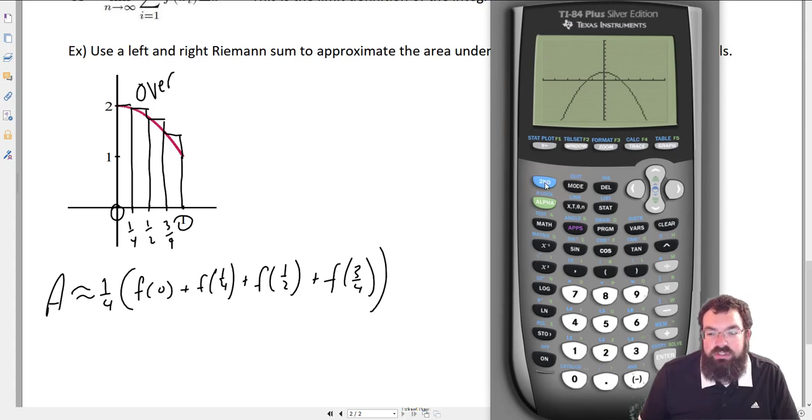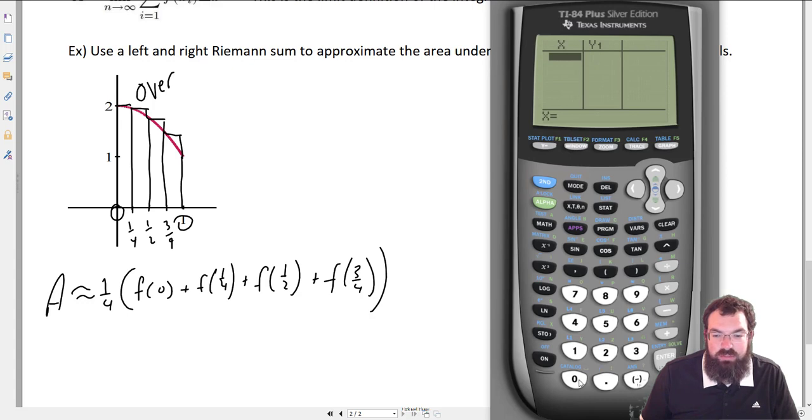And so what I want to do is, instead of going to my table and finding those values, I can go to second table set. I can go down to make sure my independent is ask. Okay, and then I can go to my second table and I can type in these values. So I'm gonna type in 0, 0.25.